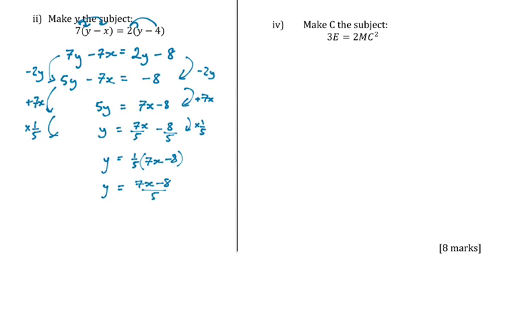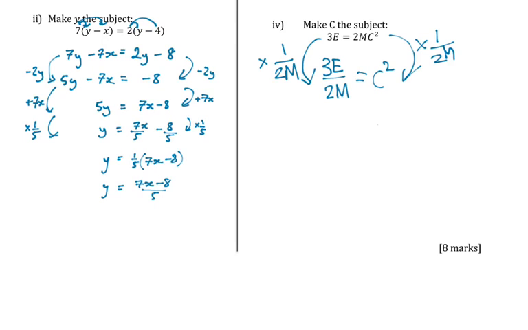Make c the subject. So the first thing you might do is use a multiplicative inverse. The quickest way to do it is to times by 1 over 2m on both sides, because then we just get c squared on its own. So we get 3e over 2m equals c squared. Now to get c the subject, we're going to take the square root of both sides. I'm going to do this in painful detail.